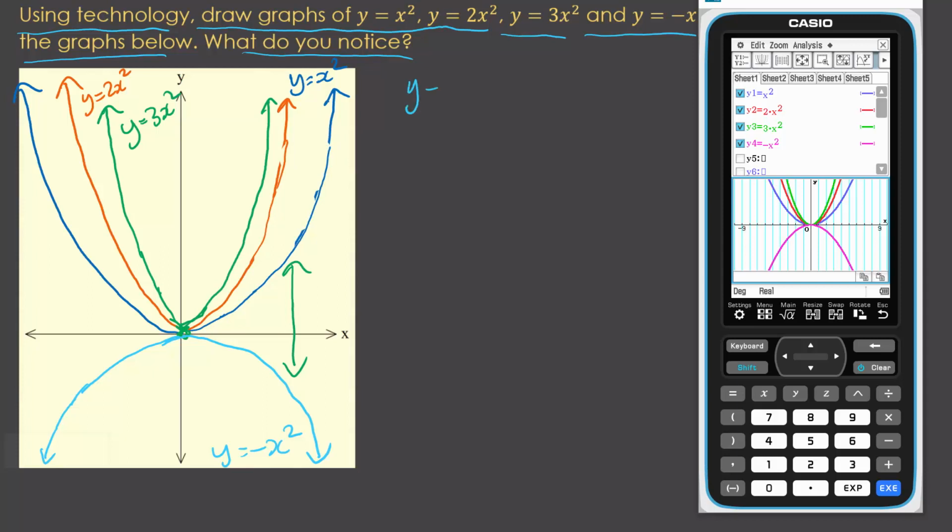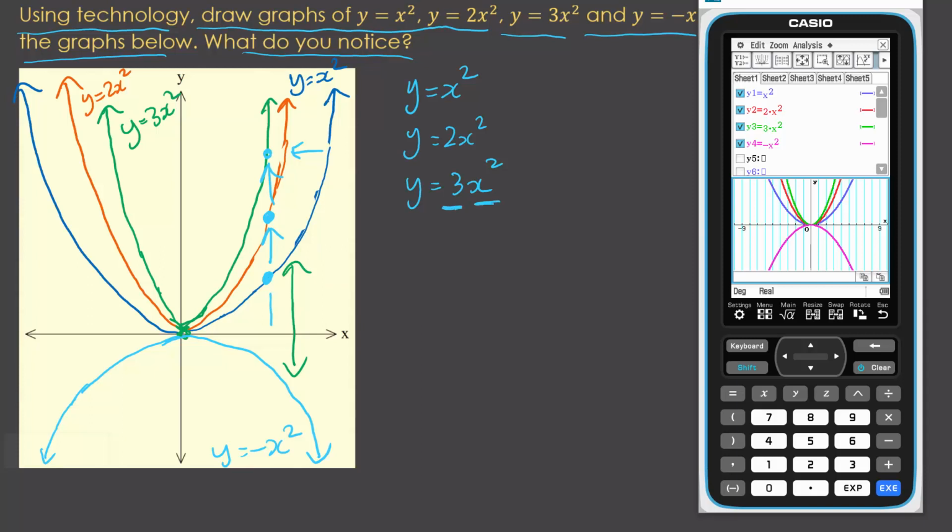Now what do we notice about y is x squared, y is 2x squared, and y is 3x squared? Well, they're all the same sort of shape, but the orange and green ones are stretched compared to the blue one. Now it may look like they're actually squashed this way, but in actual fact it's vertical. This point here, the corresponding point here, is twice as far away from the x-axis, and on this one it's 3 times as far away because it's 3 times x squared.